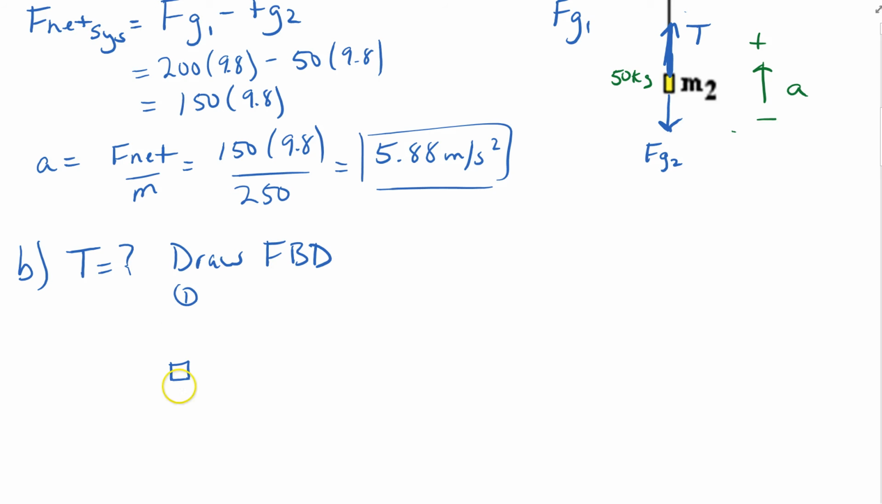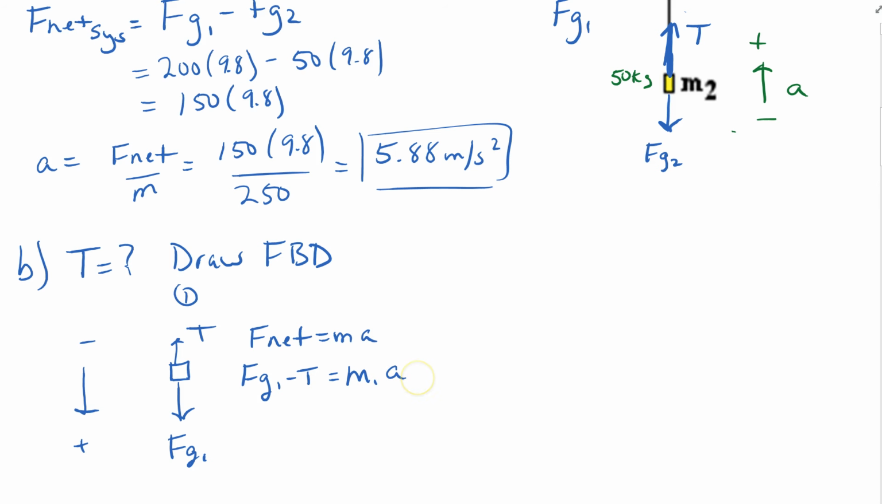So free body diagram number 1, that one's easier. It is just a force of gravity downwards and this tension force upwards. Now I'll write an F net statement. F net equals MA. Again, because it was accelerating downwards, the downwards direction is positive. So under F net, I will write, what are the sum of the forces? Well, it's Fg1 minus tension. It's going to be equal to mass of object number 1 times acceleration.